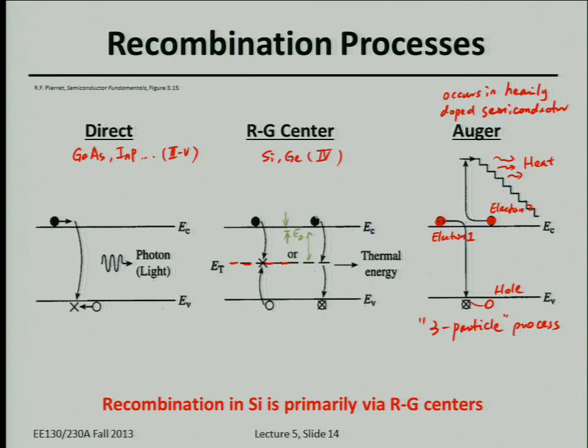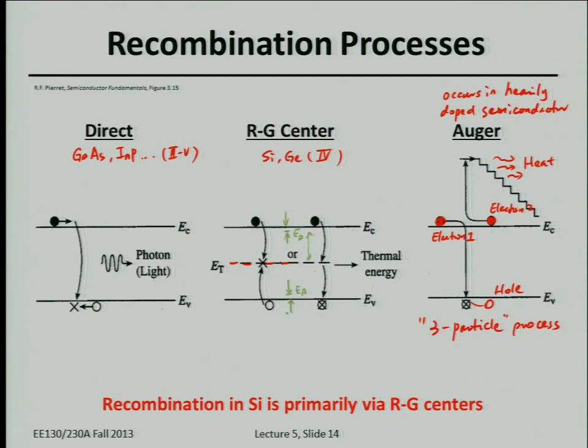Same thing if you have an acceptor atom. It has an energy level close to the valence band edge, E sub A, let's say, and you can trap a hole very easily, but the hole can also be emitted back into the valence band pretty easily.